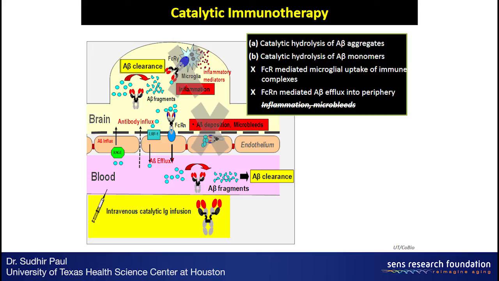If they enter the brain, they would digest the amyloid beta into fragments. The catalytic antibodies do not form immune complexes. Therefore, they will not be taken up by the macrophages, and because the immune complexes are not stable, the risk of immune complex deposition and microbleeds as a consequence of deposition in the blood vessels is decreased.